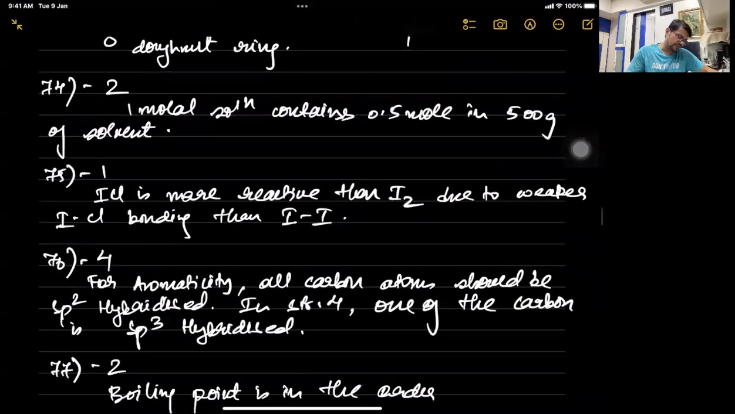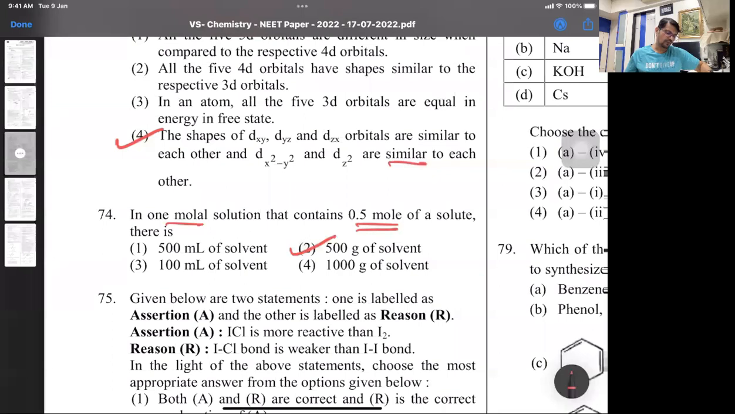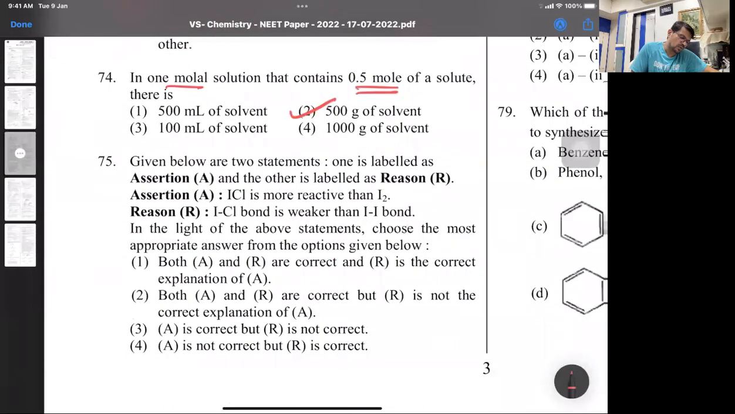Then 75, it says two statements are given below. Assertion: ICl is more reactive than iodine. If anybody has done the NCERT properly, this was the in-text question of P block group 17, which is given at the bottom over there. Okay, ICl is more reactive than iodine.